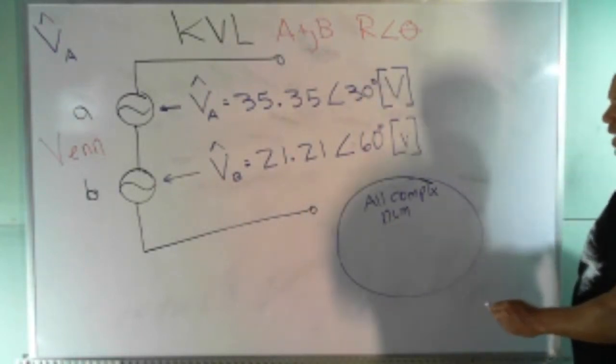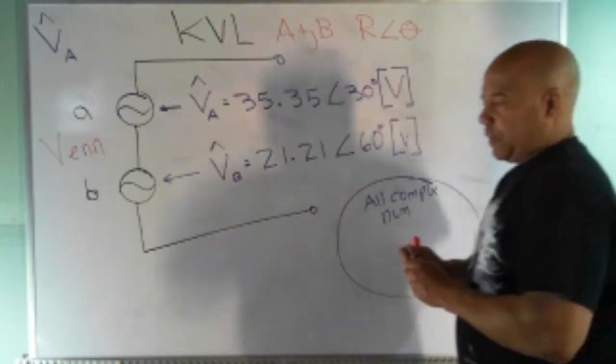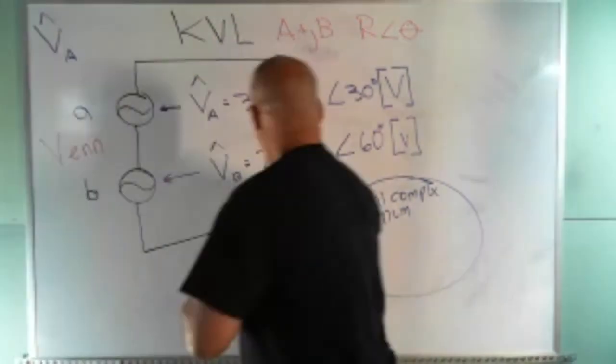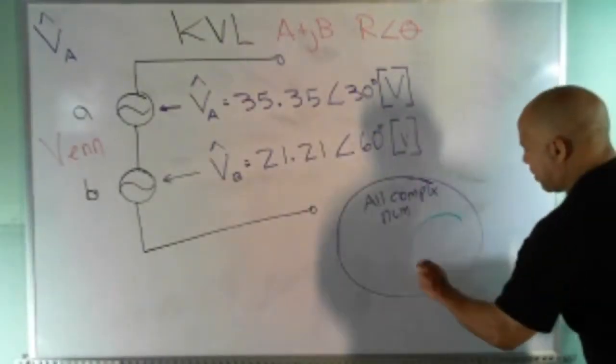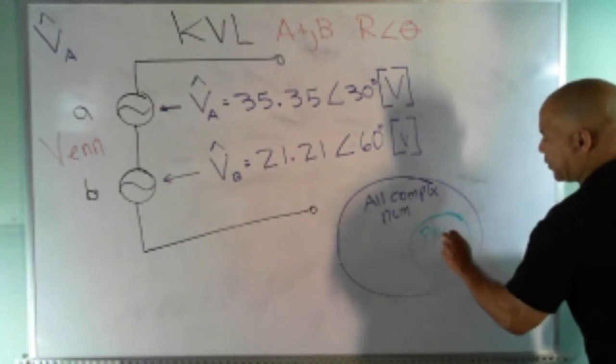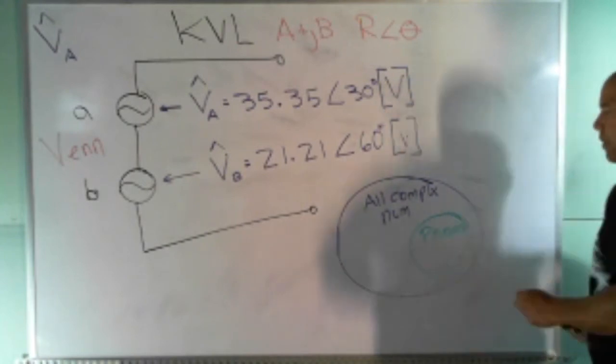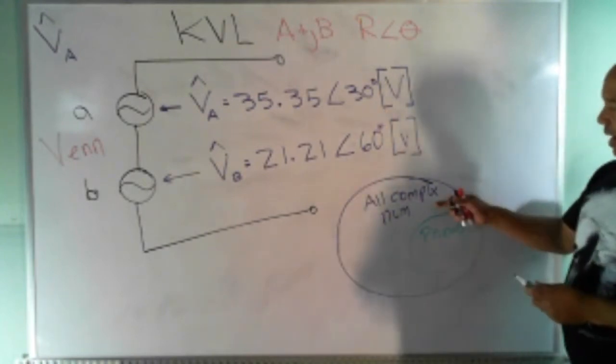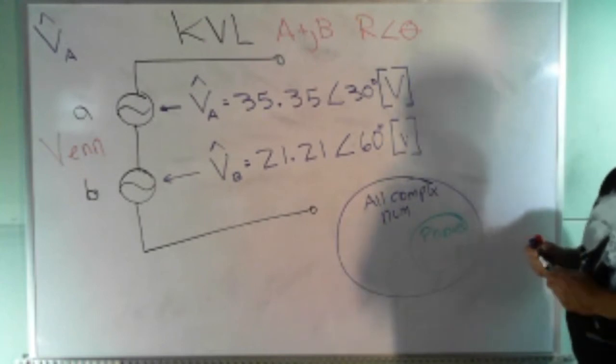Okay, so I got the Venn diagram. And then here I'm going to put another circle. And this represents phasors. So this is the Venn diagram for complex numbers and then phasors.